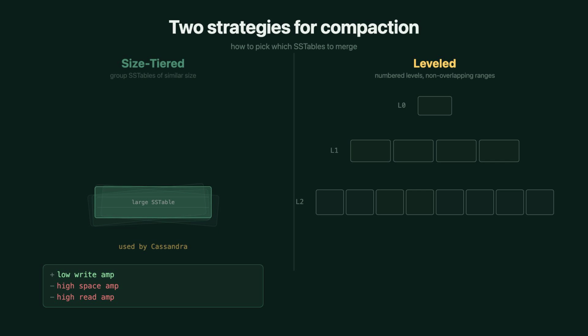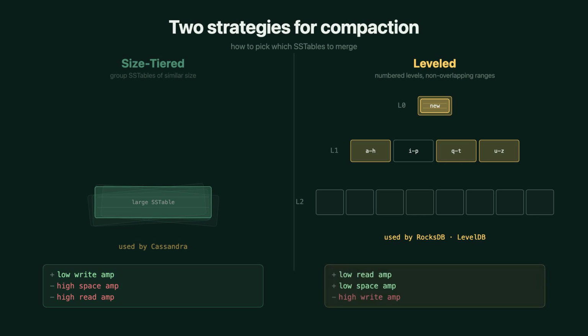Leveled compaction is the other school. SS tables are organized into numbered levels. Within a level, files have non-overlapping key ranges, so a key lives in at most one file per level. Each level is roughly 10 times bigger than the one above. RocksDB and LevelDB use this. Reads are tight, at most one file per level, but every key gets rewritten many times as it migrates downward, so write amplification is high. That's the trade. There's no free lunch. You get to pick which kind of amplification hurts least for your workload.